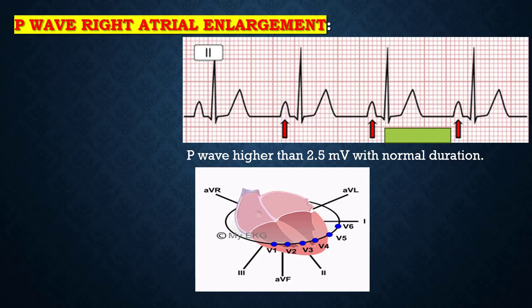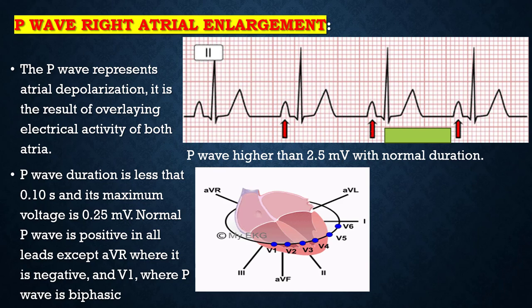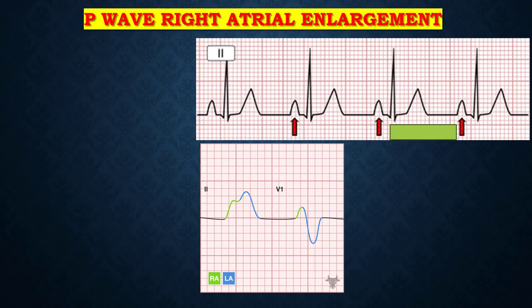P wave, right atrial enlargement. The P wave represents atrial depolarization. It is the result of overlying electrical activity of both atria. P wave duration is less than 0.10 second and its maximum voltage is 0.25 millivolt. Normal P wave is positive in all leads except in aVR where it is negative and V1 where the P wave is biphasic.